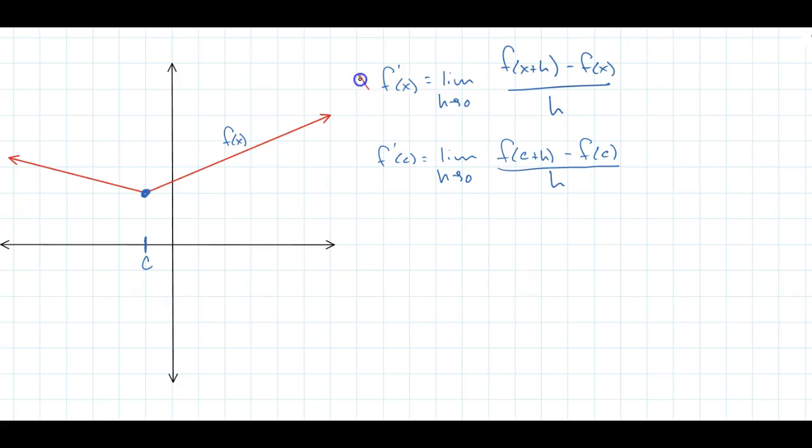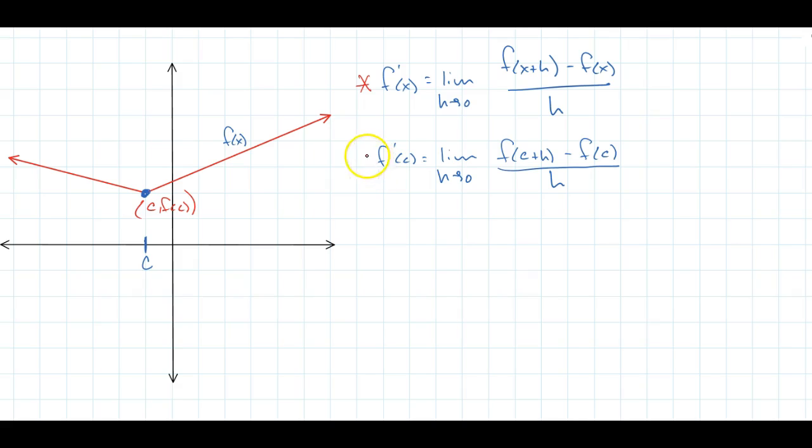The difference quotient, f prime of x, is equal to the limit as h approaches 0 of f of x plus h minus f of x, divided by h. That was the slope formula, the slope between 2 points. In our example here, I made a graph that had a hard corner at C. This point right here is C comma f of C.